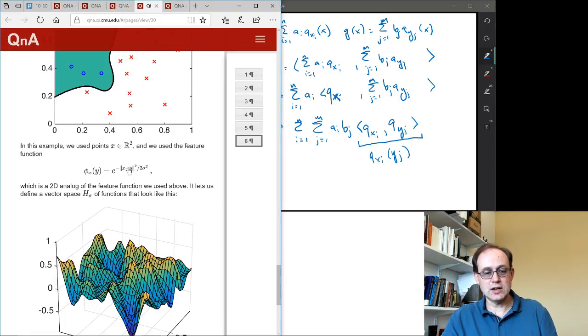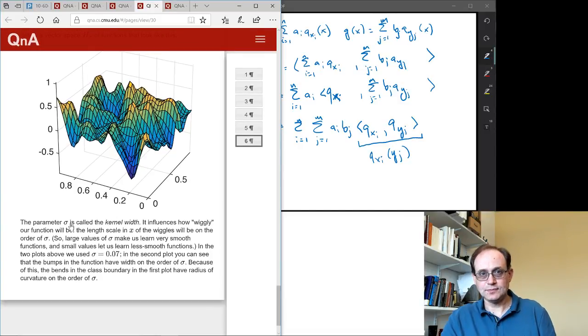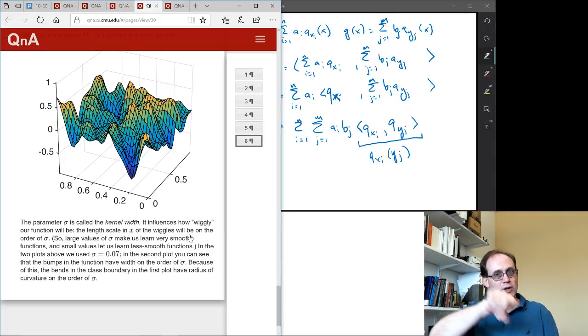So here it's e to the minus x minus y squared, where x minus y squared here is the distance squared between them, and we added an additional parameter sigma squared here. That parameter, sigma, is called the kernel width, and it influences how wiggly our function is. If sigma is really small, then the wiggles are very tiny and fast, and if sigma is very large, we get a function with big slow waves in it instead of small wiggles.